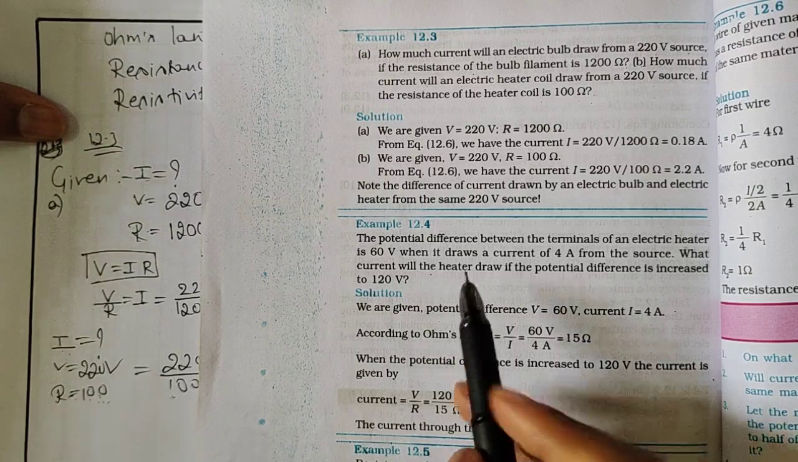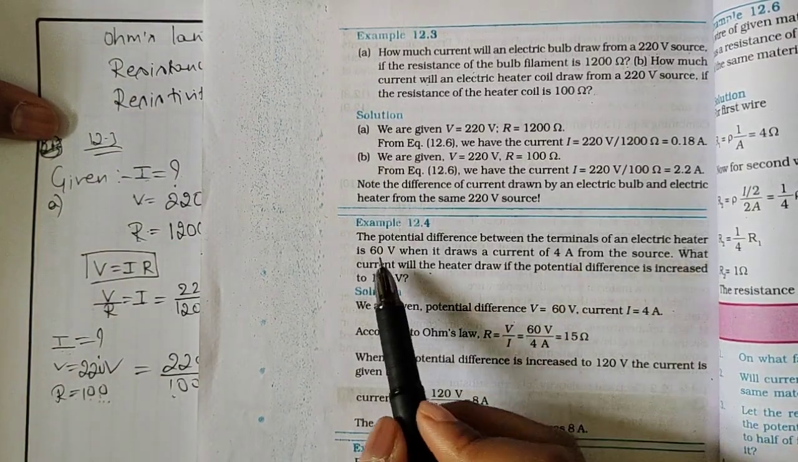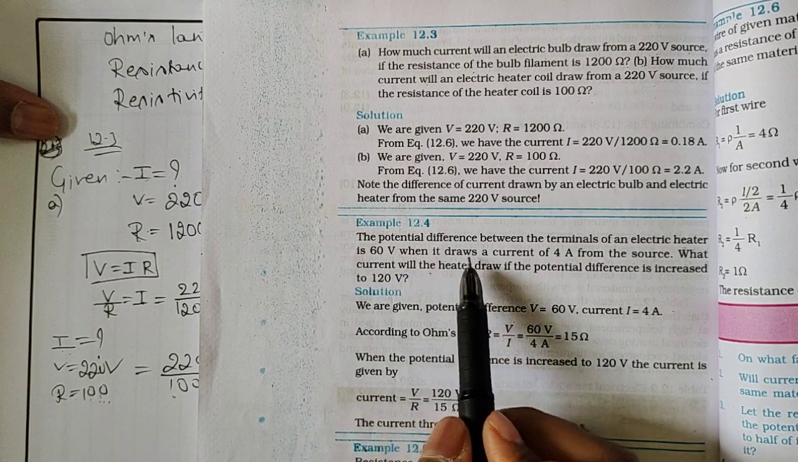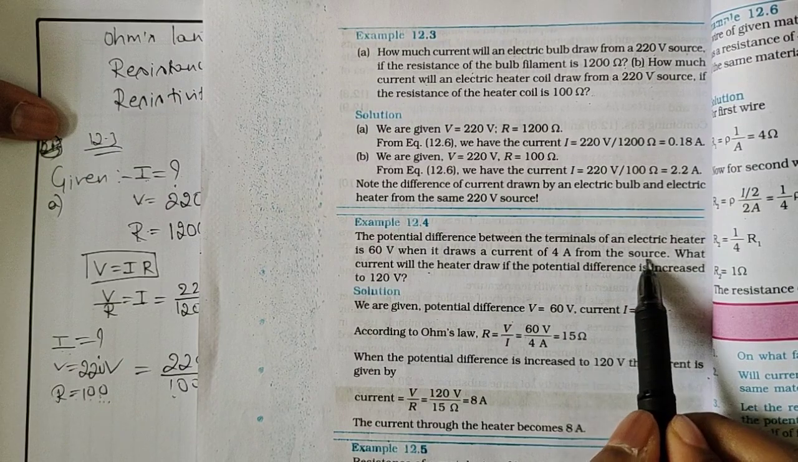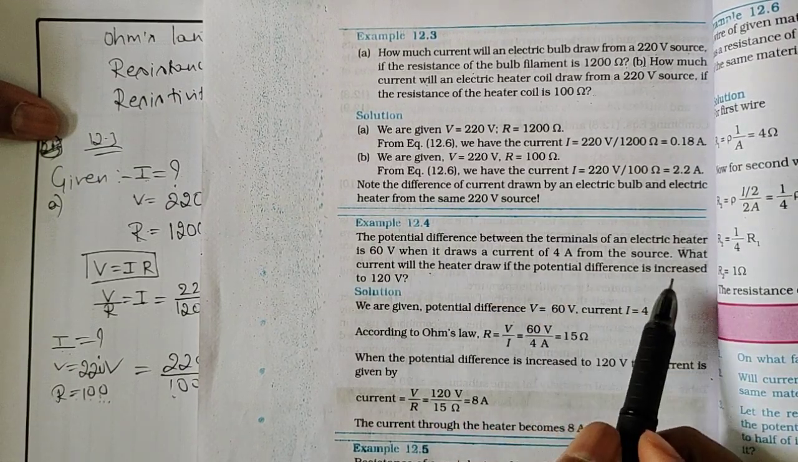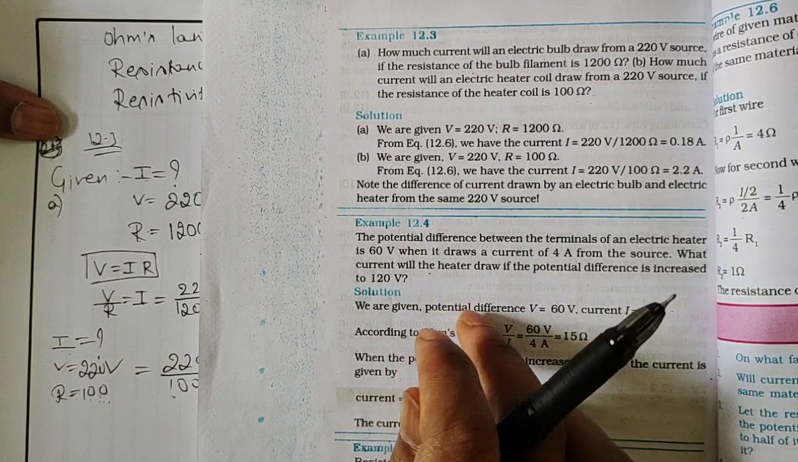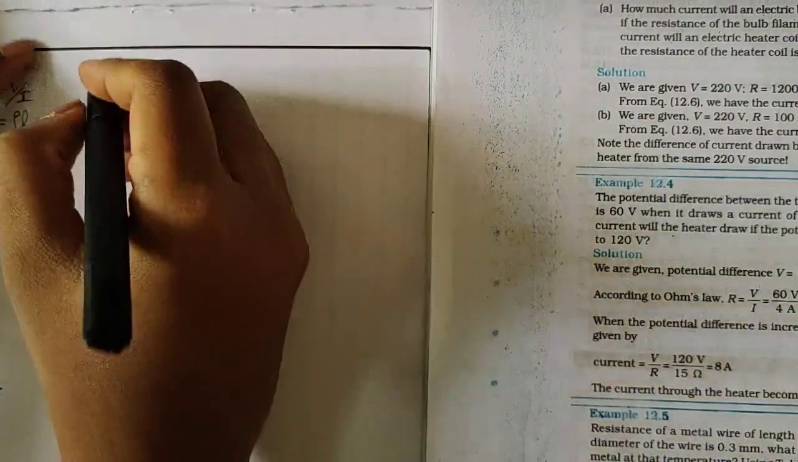Now the second one, that is 12.4. The potential difference between the terminals of an electric heater is 60 volt when it draws a current of 4 ampere from the source. What current will the heater draw if the potential difference is increased to 120 volt? Read the question once again and organize the given values.